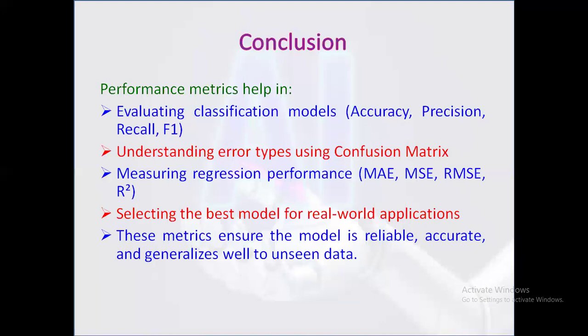Next, coming to the conclusion, the performance metrics are essential because they help evaluate classification models, analyze error types using the confusion matrix, measure regression accuracy, and select the best model for deployment. Without these metrics, it would be impossible to judge whether a deep learning model is reliable, accurate, or suitable for real world applications. So they ensure that the model generalizes well and performs consistently on unseen data.